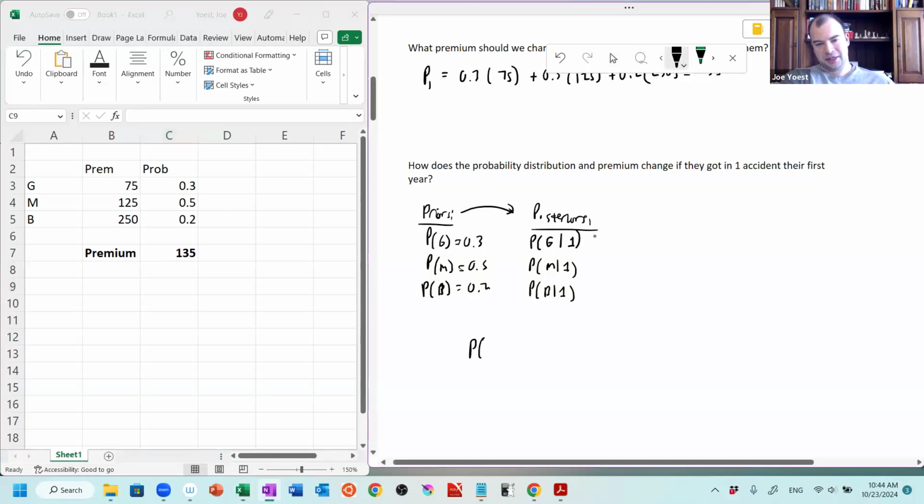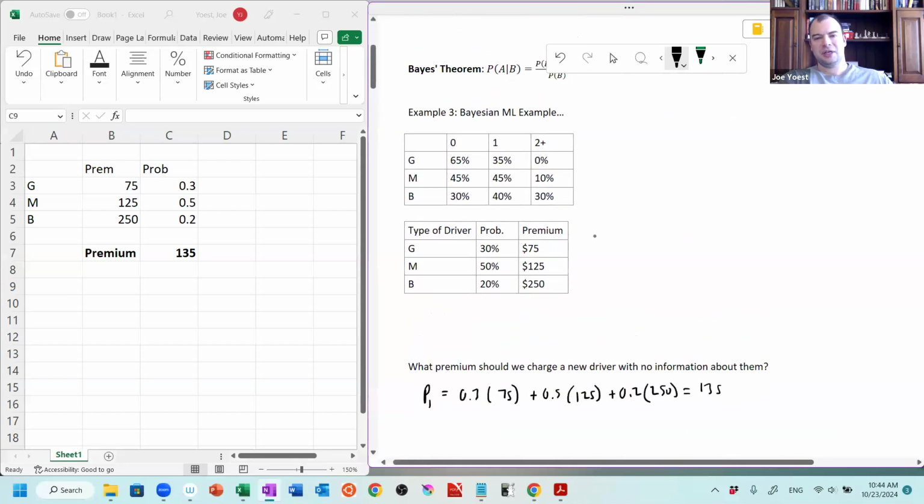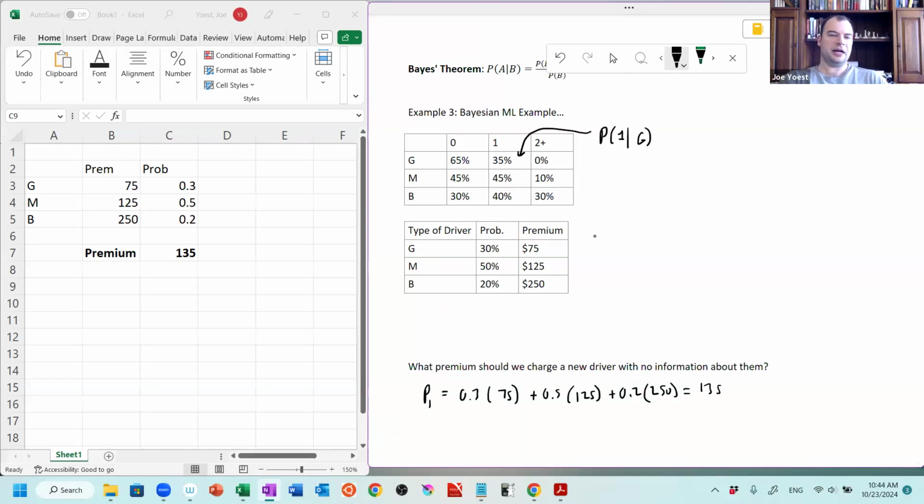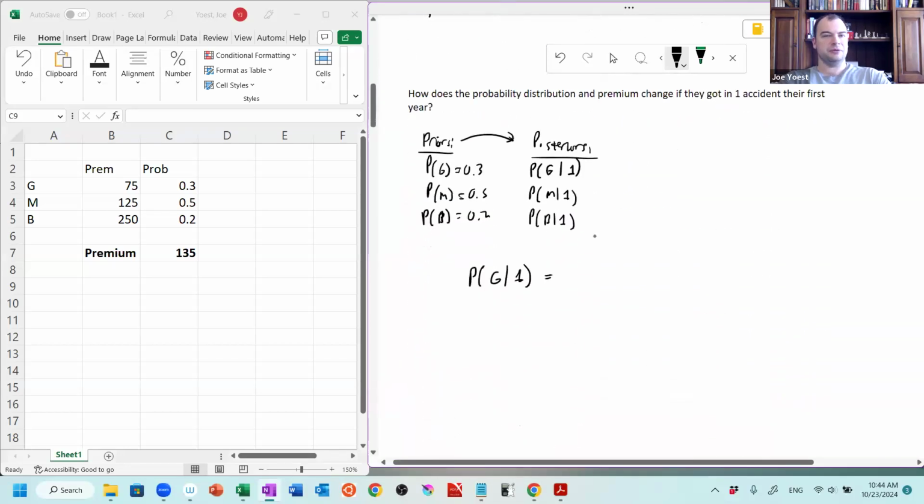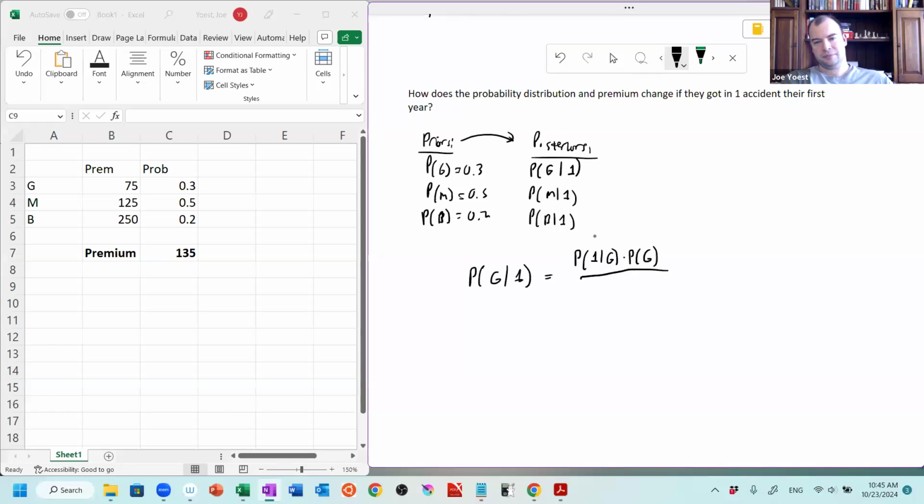Okay, so I want to find probability that they're a good driver given they got in one accident in year 1. Well, I know that this number in the table, for instance, is probability of getting in one accident in a given year, given that they're a good driver. It's a 35% chance. So my condition is the reverse of what I want. Well, that's fine. I use Bayes' theorem. So I flip the condition around: probability of good given 1 equals probability of 1 given good times probability of good over probability of 1.